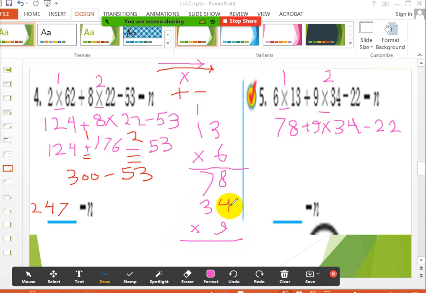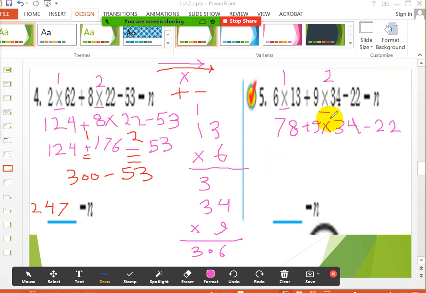9 multiply 4 equals what? 9 multiply 4 equals 36. Then 36. So I will put 6 here and 3 above the tens, as we said. I have to regroup the number. 9 multiply 3 equals 27. Plus 3 equals 30. Thank you, Lana. So it will be 30.